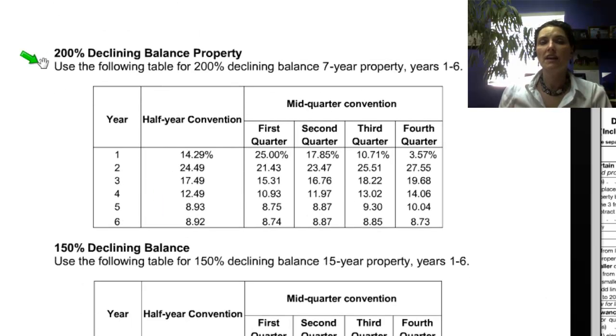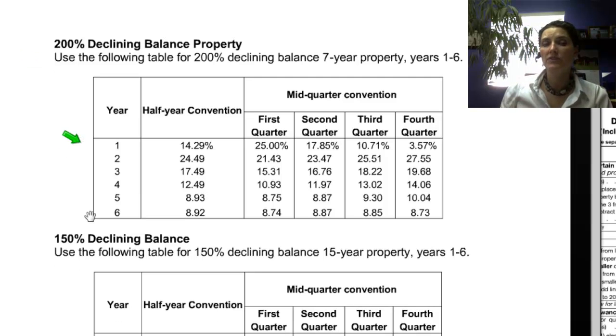Now here is the 200% declining balance table for 7-year property. Under 7-year property, of course, we're taking the original acquisition cost of that property and dividing it over a 7-year period. So the tables go over actually 8 years, and I'm only showing you the first 6. It doesn't show you the 7th year or the 8th year, the 8th year being the year that is finally fully depreciated.